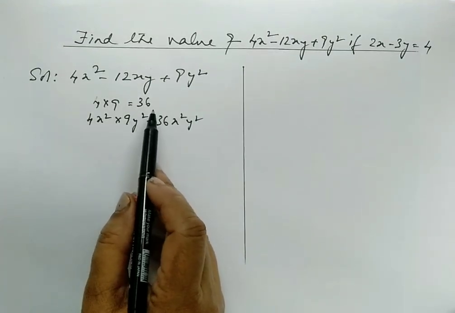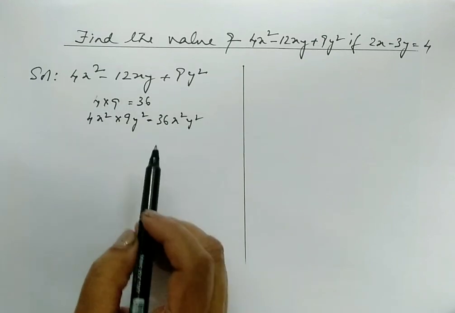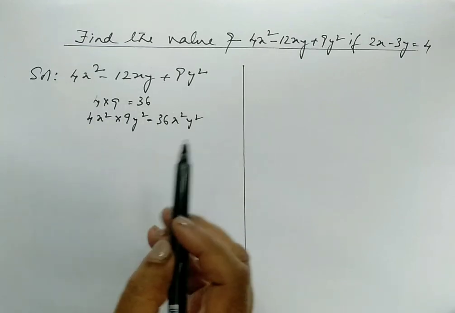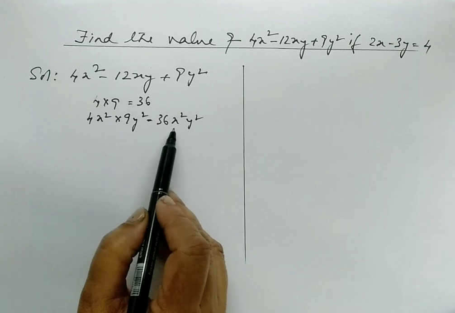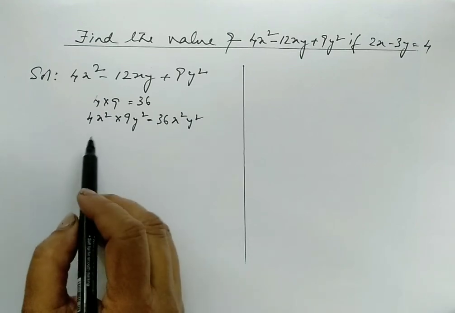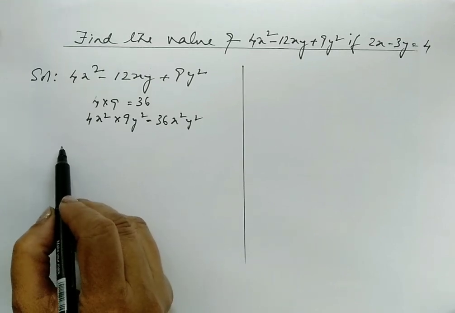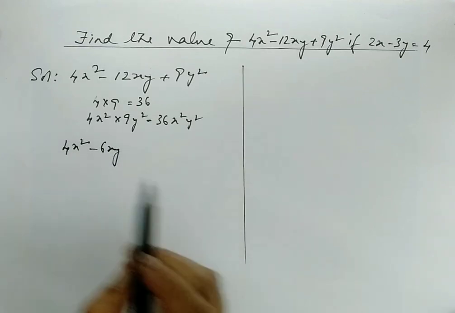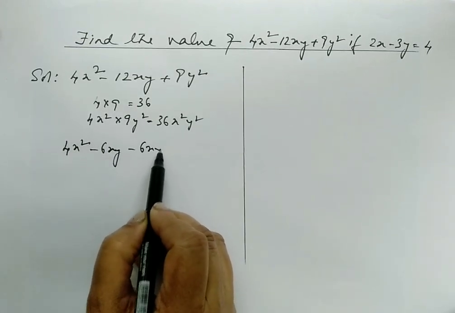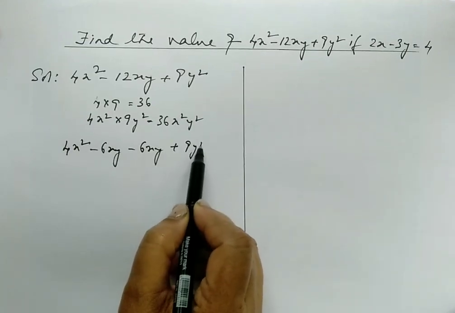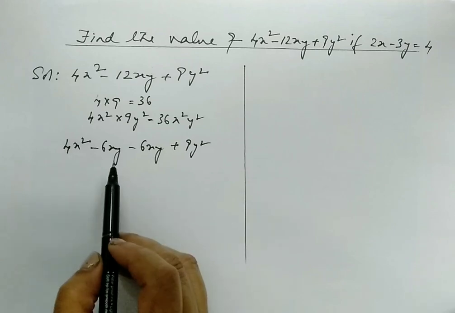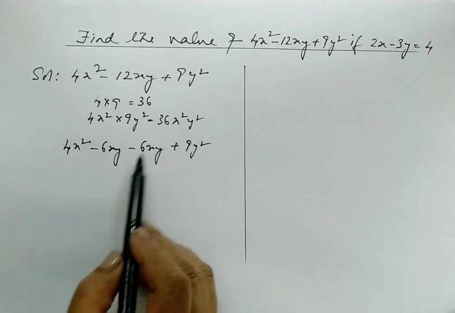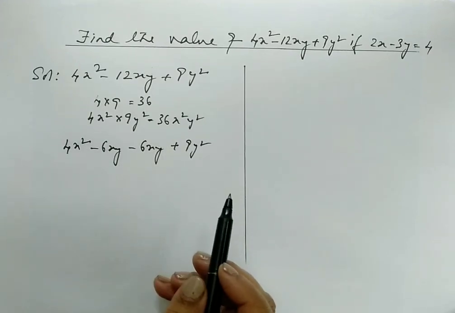So 36 is 6 into 6, and 6 plus 6 will be 12. Here we have plus and plus, so this is coming to plus 36x²y². This will become clear if I show you here. 6xy and 6xy here, plus 9y². Alright guys, now look at it. Minus minus is plus, and 6 into 6 is 36, x into x is x², y into y is y². So these are the basics.